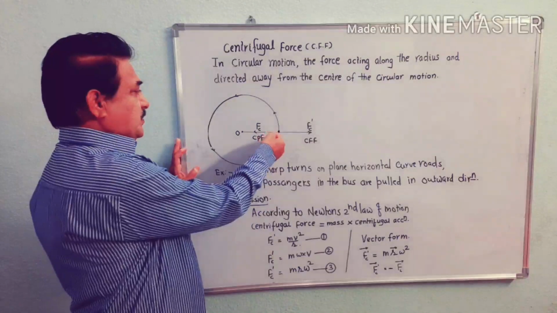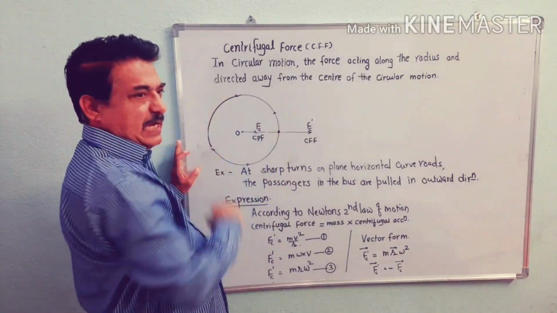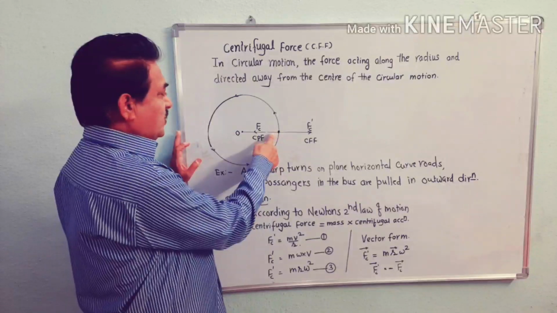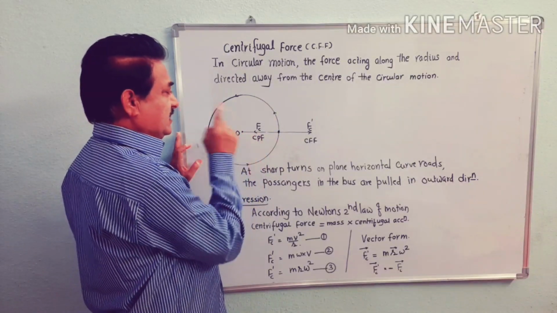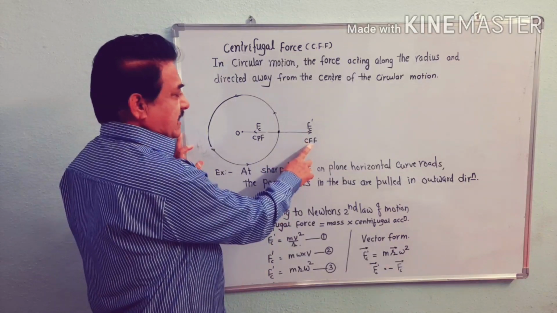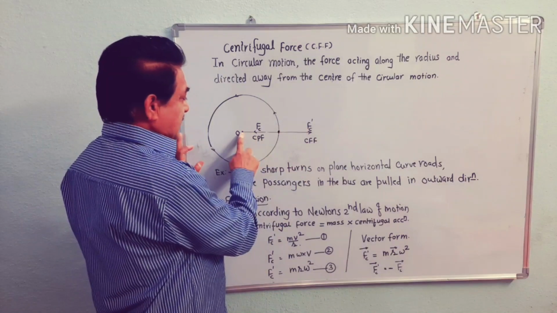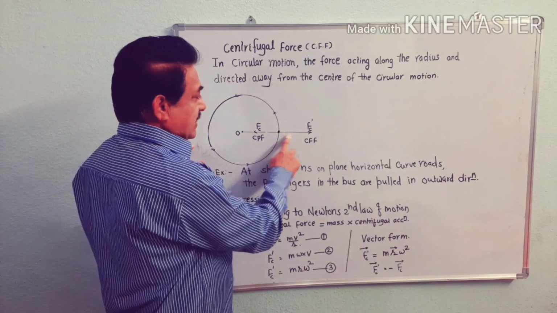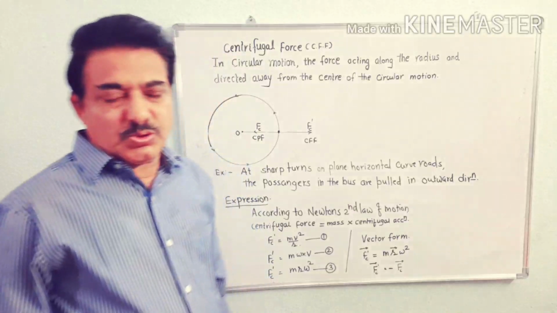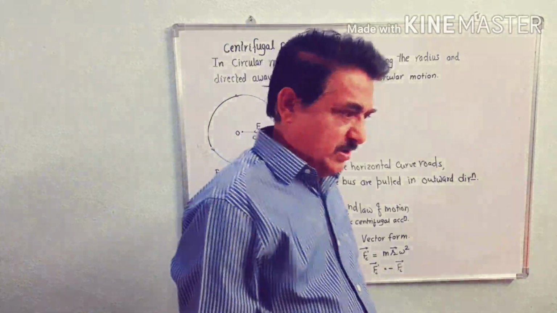Let us suppose this particle is performing uniform circular motion along the circumference of the circle. Centripetal force is directed toward the center of the circle, whereas this centrifugal force Fc dash is acting along the radius and directed away from the center of circular motion. So such a force is known as a centrifugal force.